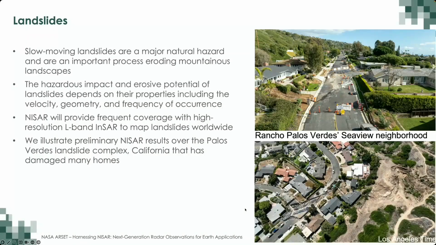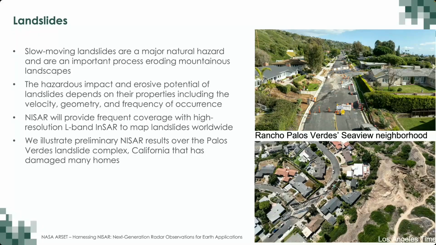So landslides are a major hazard in many places. We have a lot of landslides in California, and they're also an important process in many mountainous areas, but they can occur even in relatively mild hilly areas in a wide variety of locations. The amount of impact of landslides depends on their specific location. And we're going to be getting this NISAR data to be able to map landslides worldwide.